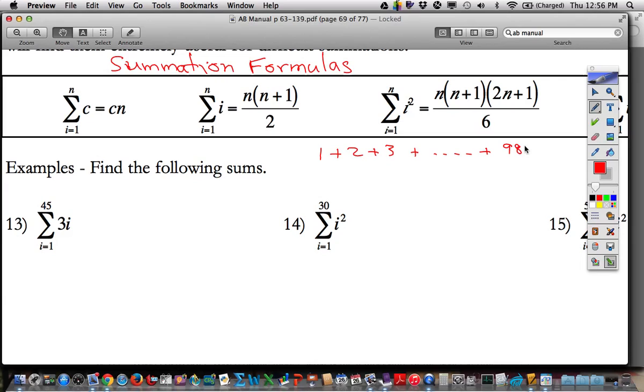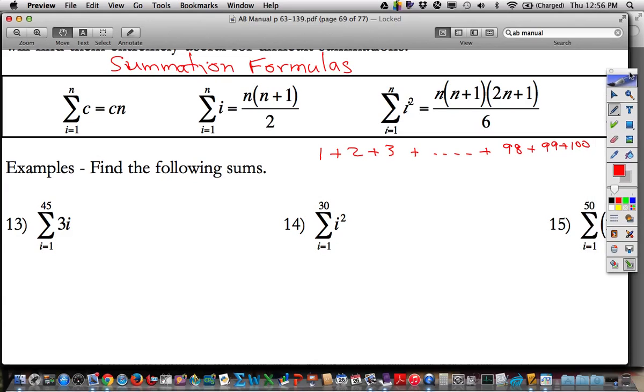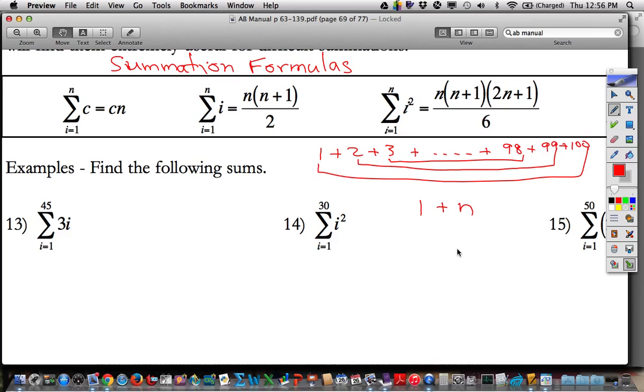So, got the numbers from 1 to 100. This number plus this number, 101. This number plus this number, 101. Take the first number plus the last number, right? Multiply that by how many pairs of numbers there are. In this case, there were 50. So he just did 101 times 50 and got the answer.